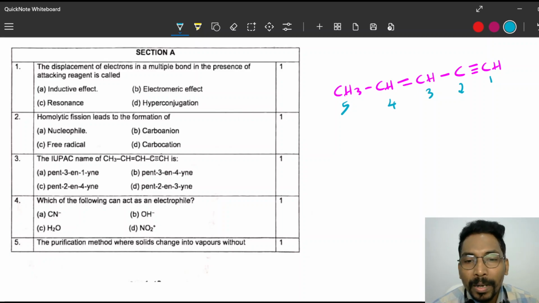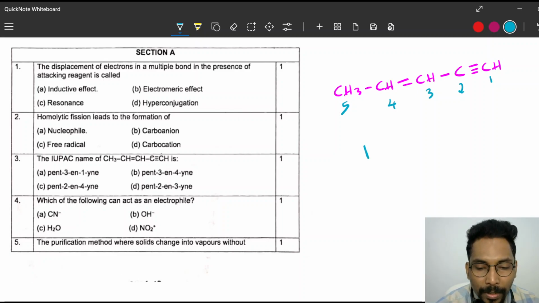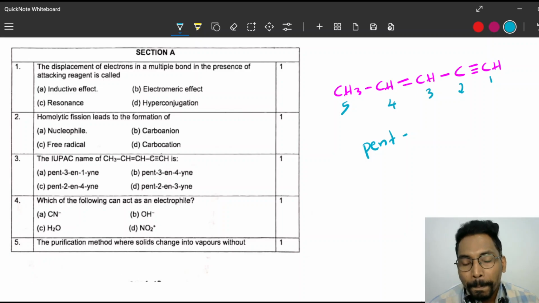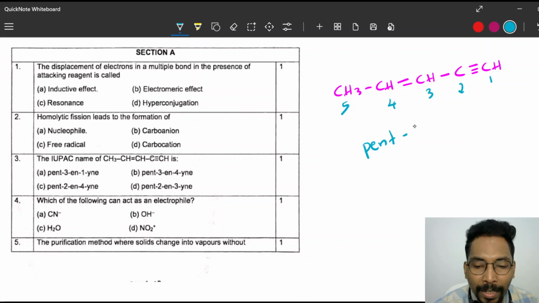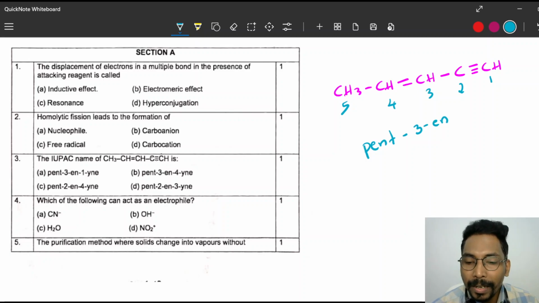So how many carbons are there? What is the word root? Pent. Okay, so pent, then hyphen, then what? You have to represent the name of alkene first. Okay, alkene first. So double bond is on which carbon? Third carbon. Okay, so pent-3-ene.